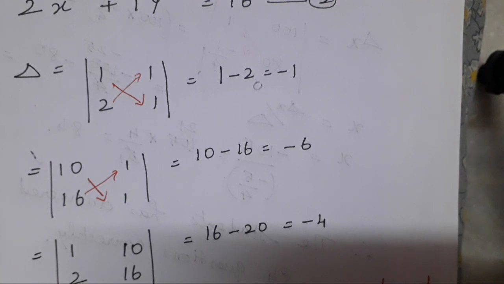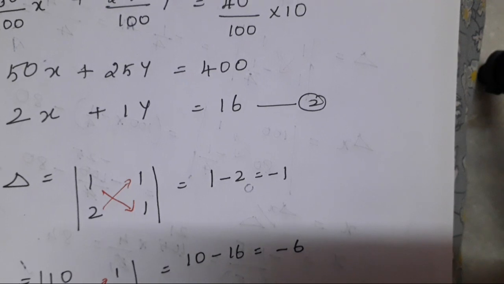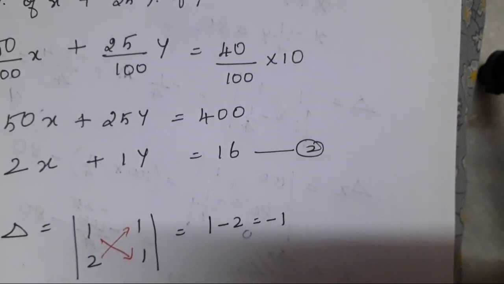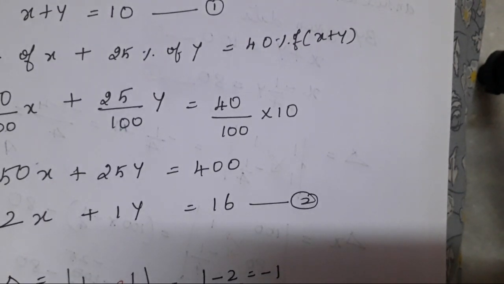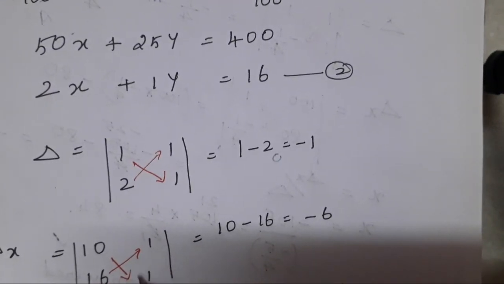Next we find delta y. How to find delta y? Similarly, keep the x value as itself. What is the x value? 1 and 2. The coefficient of x is 1, 2. Replace the y value, 1, 1.